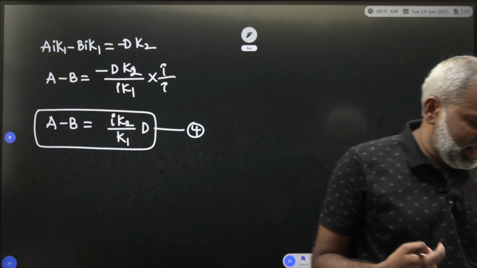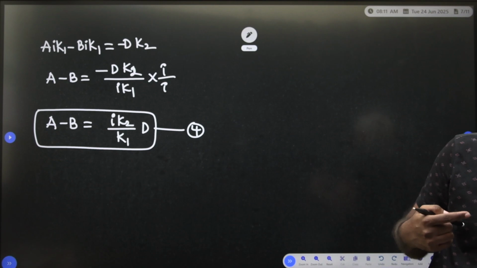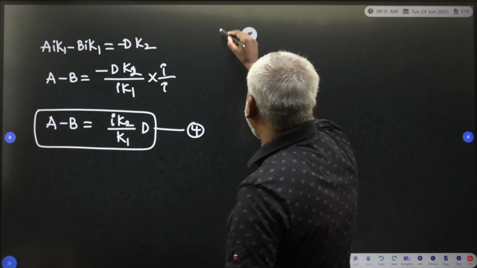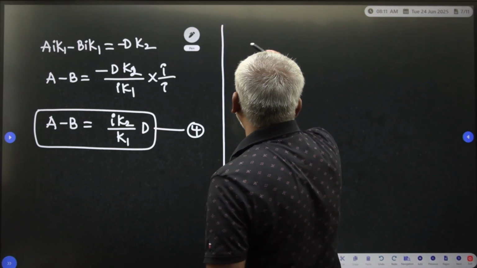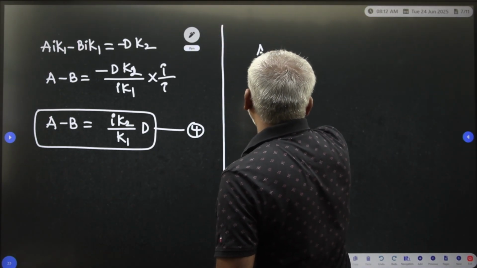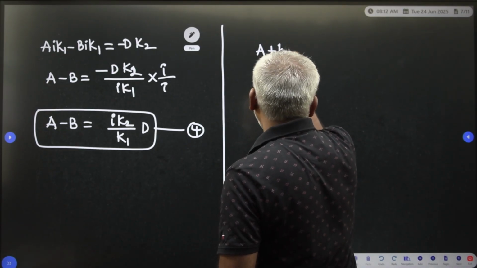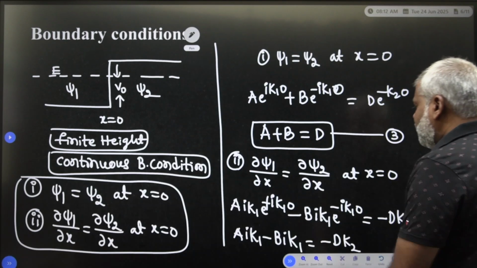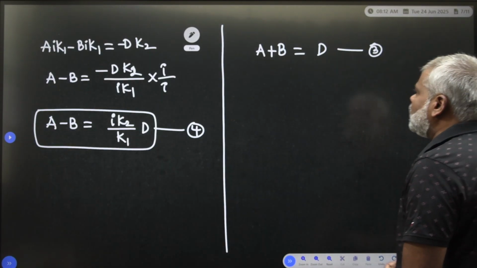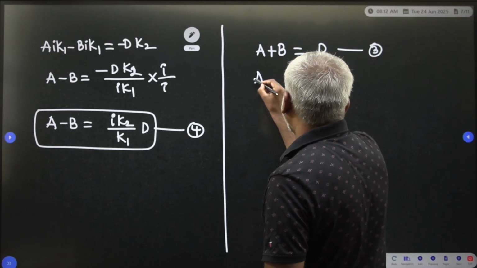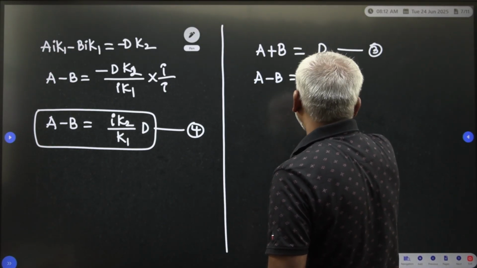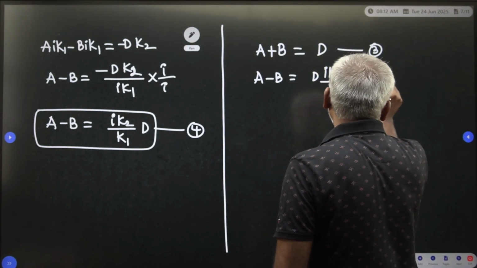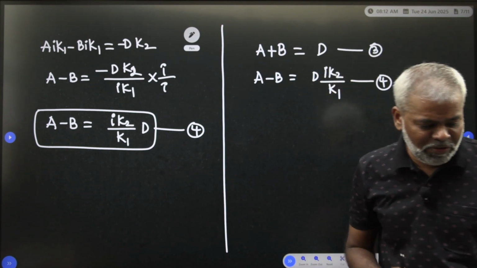Now, we need to solve equation number 3 and 4. What is your equation number 3? A plus b is equal to d. This is your equation number 3, correct? Your equation number 4: a minus b is equal to d into i k2 divided by k1. This is the equation number 4.